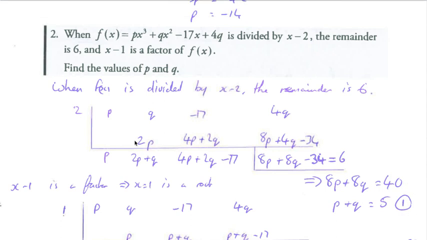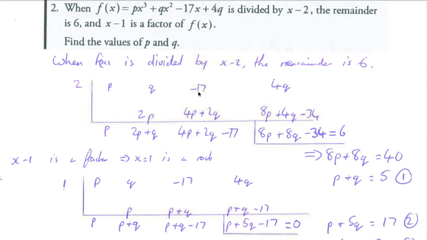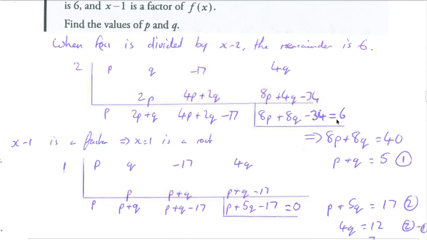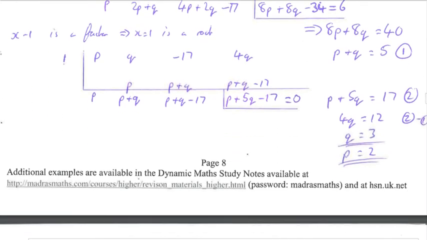Now after this, we just need to be really, really careful. So bring the first term down, multiply it by 2 is 2p, add q, multiply all of this by 2, which is 4p plus 2q, add it to negative 17, so 4p plus 2q minus 17. Again, multiply every term by 2, and then add on the 4q, and the remainder is 6 when we divide by x minus 2. So 8p plus 8q minus 34 equals 6. Add 34 to both sides, so 8p plus 8q is 40. Now looking at that, we can actually divide every single term by 8 to make p plus q equals 5. So that is our first equation.